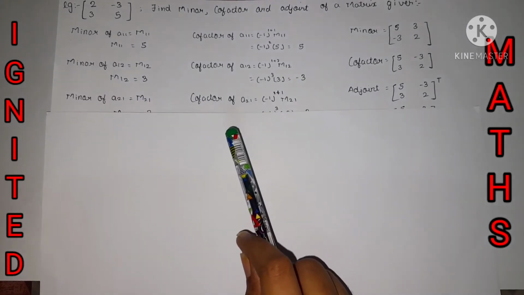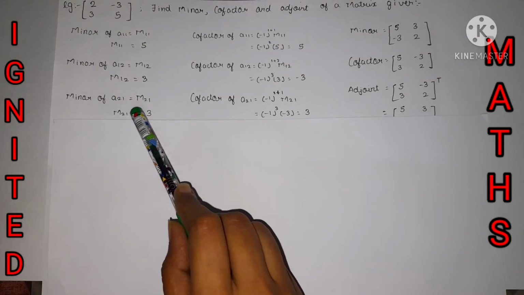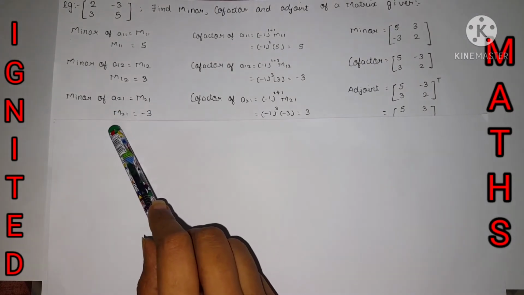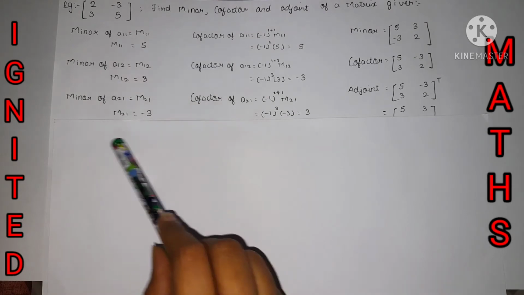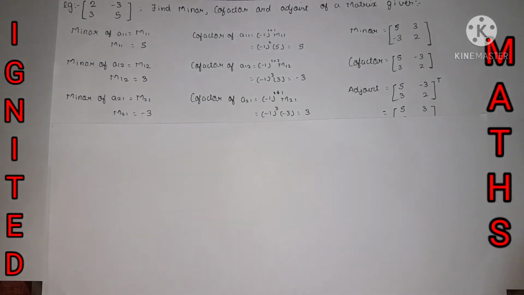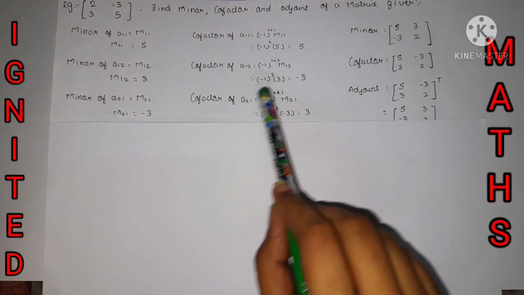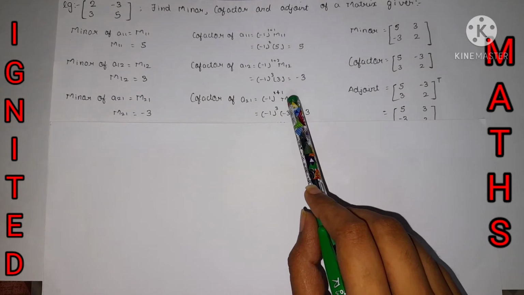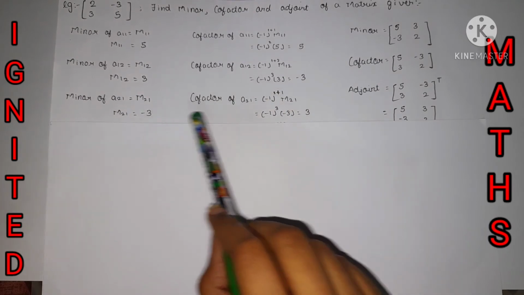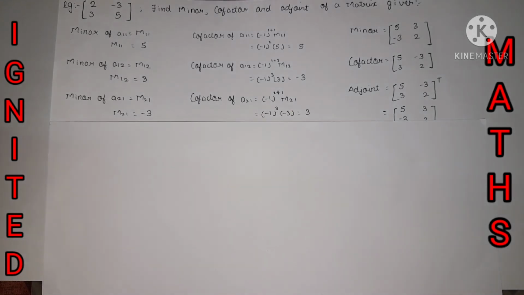Now minor of A21 element. Minor of A21 element is equal to M of 21, and M of 21 value will be second row and first column will be hidden, and the leftover term is minus 3. And the cofactor of A21 is equal to minus 1 raised to 2 plus 1 into M of 21, and M of 21 value is equal to minus 3. We have written over here, and we got the answer as 3.